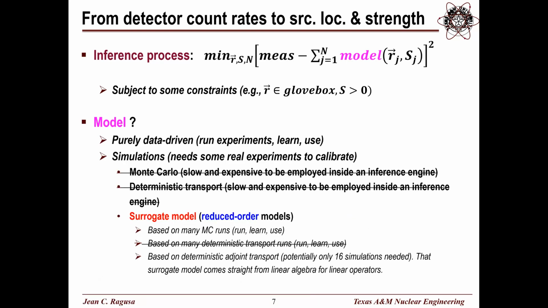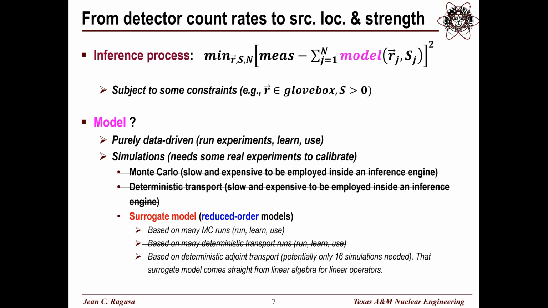But the question is, what kind of model should we really be using to do this inference? We can be purely data-driven. We run some experiments in the facility itself, and we learn from where the sources are placed during our experiments. We learn what the detector count rates are. And basically, it's entirely experimental data-driven. We run, learn, and use values. Of course, you could be doing this with simulations instead of running an experiment that can be either expensive or not always doable.